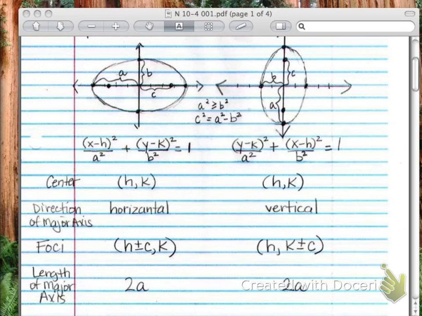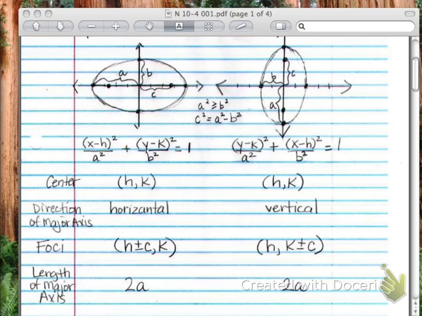So if you notice here, x minus h squared is over the a squared. Over here, y minus k squared is over the a squared. That is because a squared is always the biggest. And that's how you determine if you're dealing with a major axis horizontal or a major axis vertical. Okay? a squared is always the biggest. So if your biggest number, if this is 36 and this is 9, that means your major axis is on the x-axis, or the horizontal. But if you have 36 here and 9 here, that means your major axis is vertical. That's the main difference between the two.